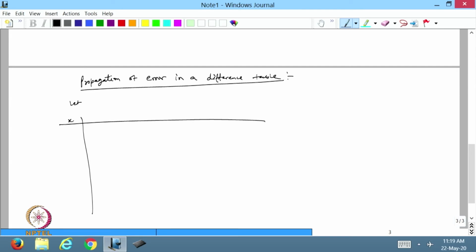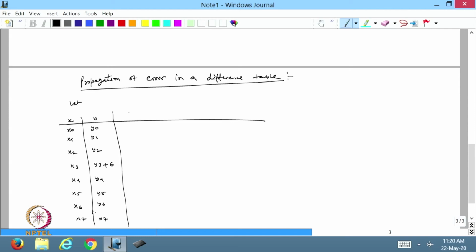Suppose this is x and this is y. Let us take x0, x1, x2, x3, x4, x5, x6, x7. So, let us take 8 values. So, this is y0, up to y7. Let us take that in between there is some error introduced. So, plus epsilon is the error.